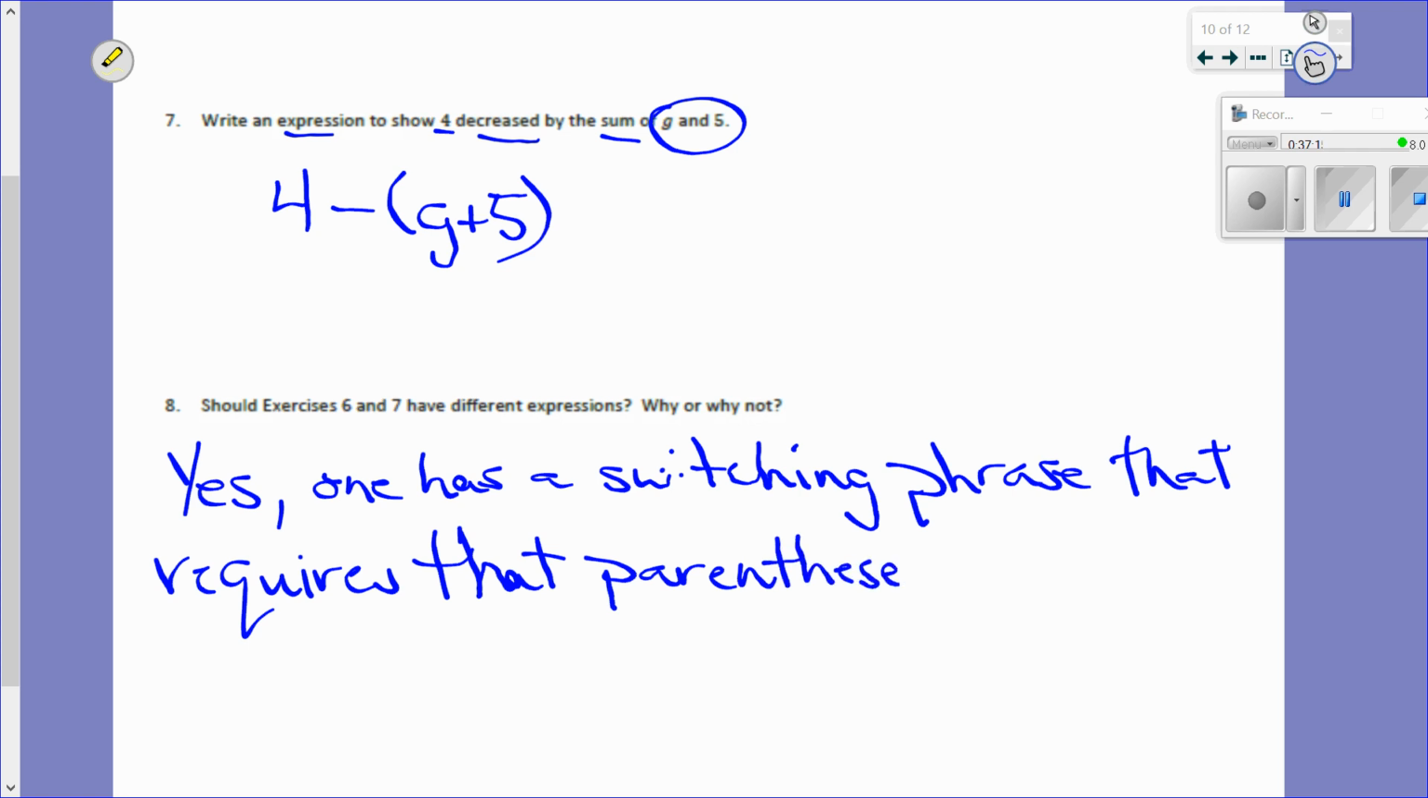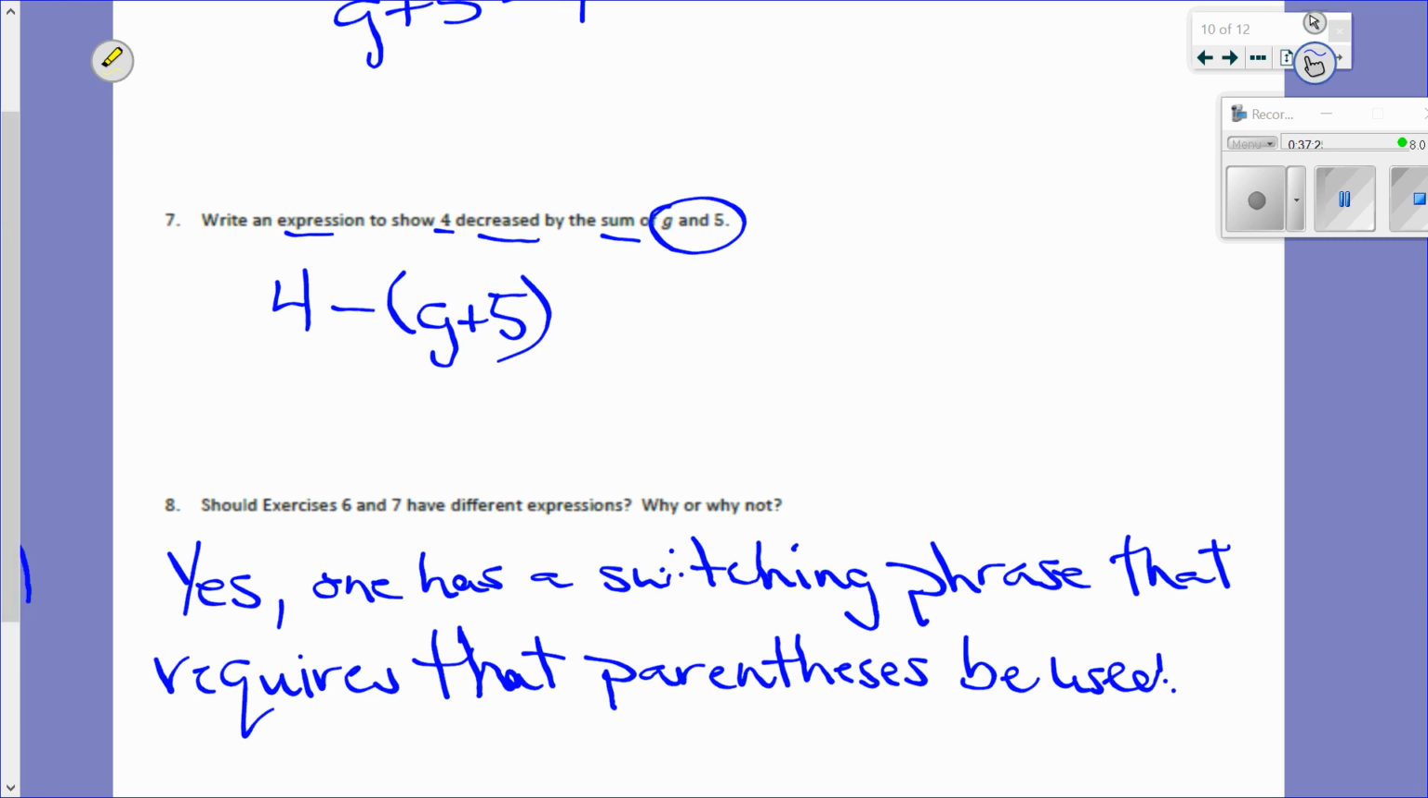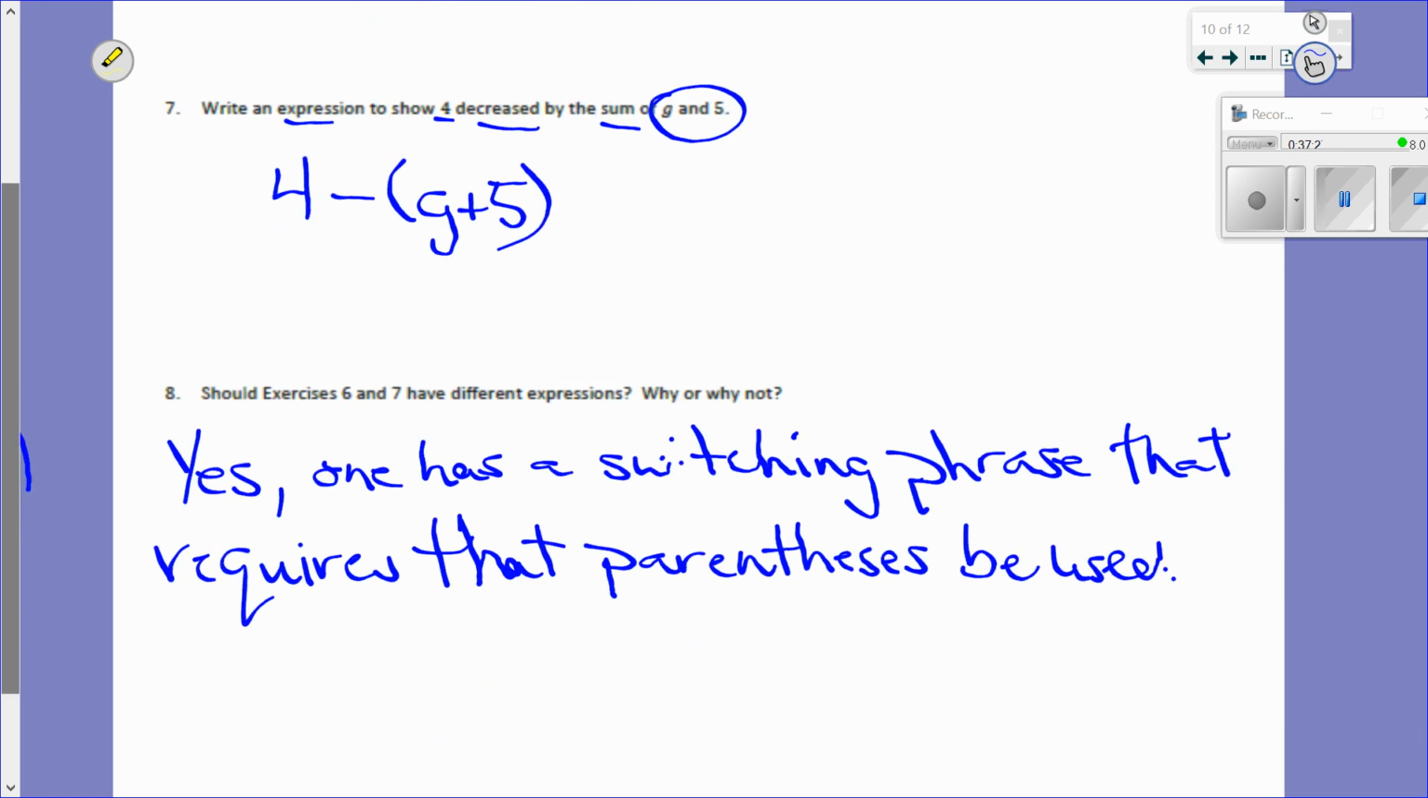That requires that parentheses be used. As long as you did something to that effect, you're okay. Okay? So, number 7 had a switching phrase, meaning you had to use the parentheses, making sure you added before you subtracted.